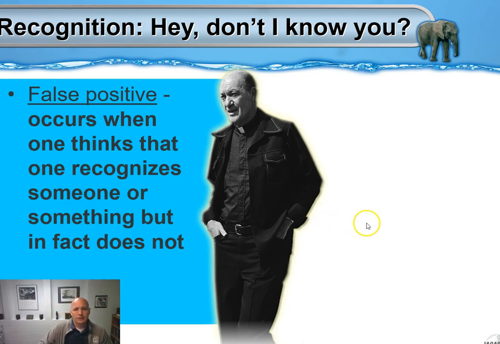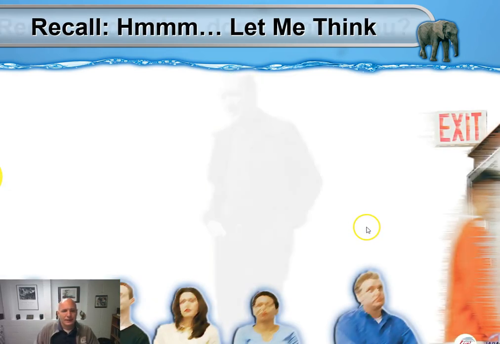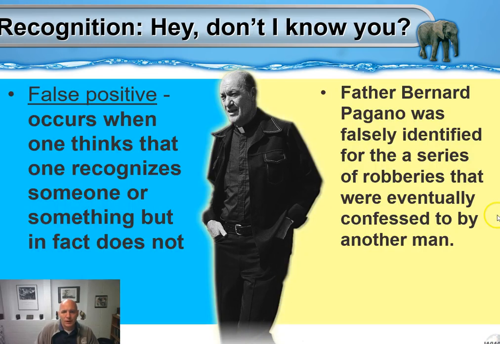So with recognition, the problem then becomes something called the false positive. There's a guy named Bernard Pagano. He was a Roman Catholic priest, and he was actually falsely identified for a series of robberies. Now, these robberies were eventually confessed to by another man, but he was found guilty. The reason he was found guilty is because he ended up in a criminal lineup, and someone gave a strong, confident assertion that he was the guy.